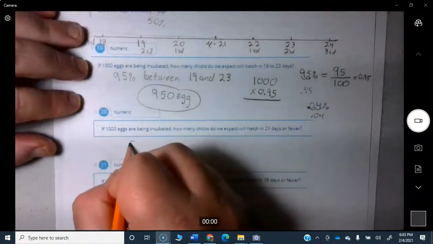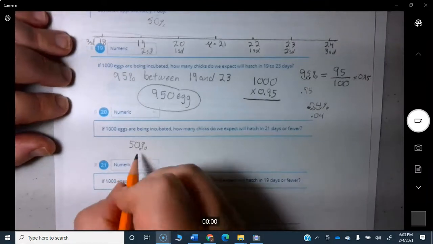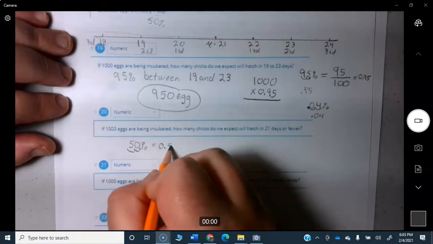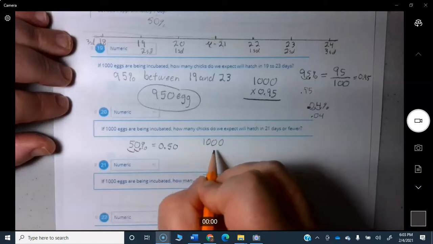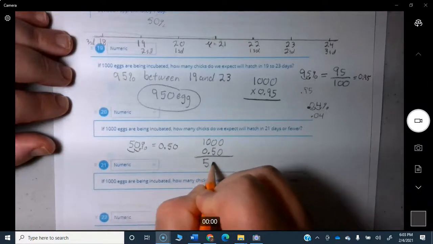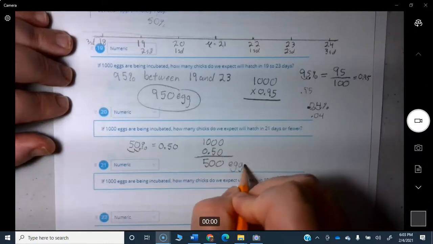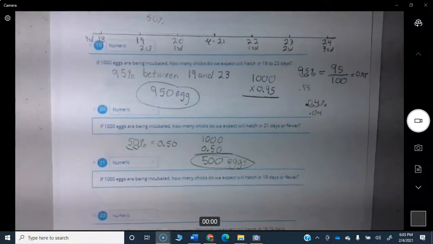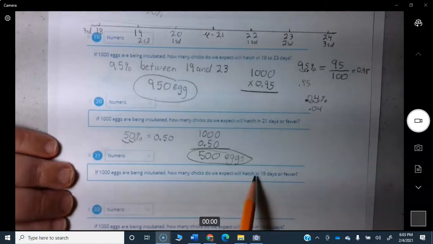And so we take our 50% and we'll do it the shortcut way. You just put the decimal there at the end, move it over 2 places, and that equals 0.50. And so you multiply 1,000, you probably do this in your head, times 0.50, and that gives you 500. It's half the eggs. Half of 1,000 is 500. Okay, so either show your calculation or write a complete sentence answer, okay? 500 eggs.